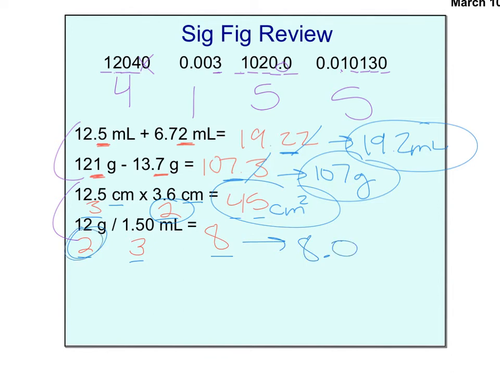I had 2 and I had 3 sig figs, so I should have 2 in my final answer. So you can add sig figs if you need to. The unit for this one then, I've got grams divided by milliliters. So it's going to be 8.0 grams divided by milliliters, or grams per milliliter, as my final answer there. So this is kind of a quick review on everything we talked about as far as sig figs the previous day.